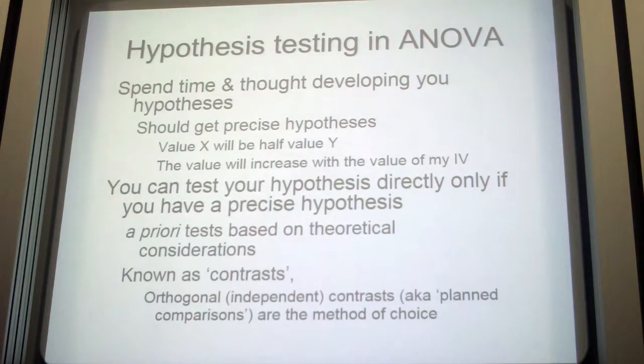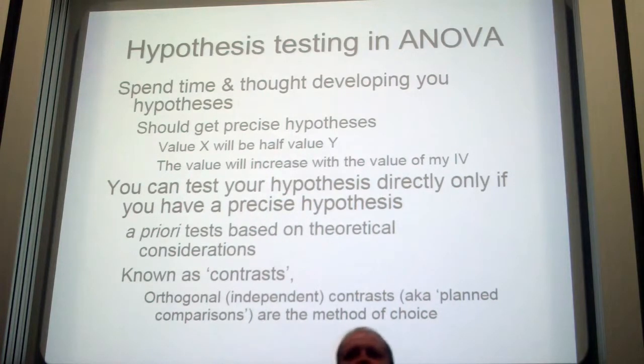Okay. The manipulation will increase the value of my DV, it should be DV at the end there. So if I'm predicting to increase my dependent variable by my manipulation, it's easy to test. You just ask, is the difference bigger than 0? You can only test your hypotheses directly in this way if you have a precise hypothesis.